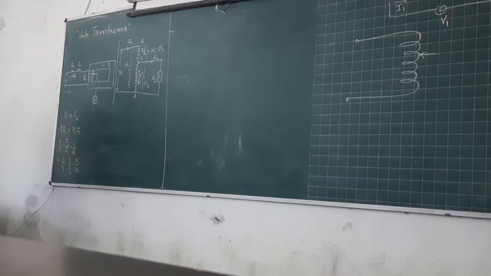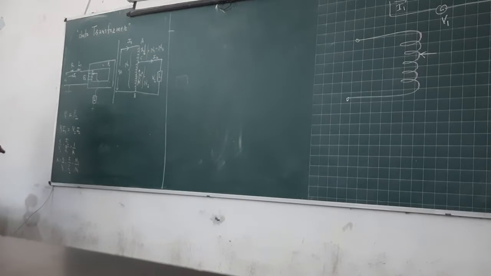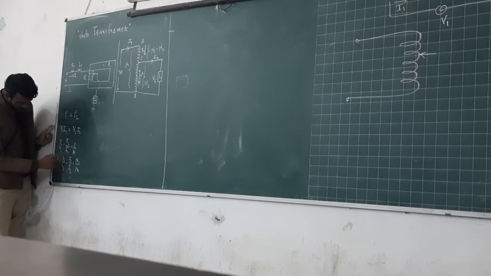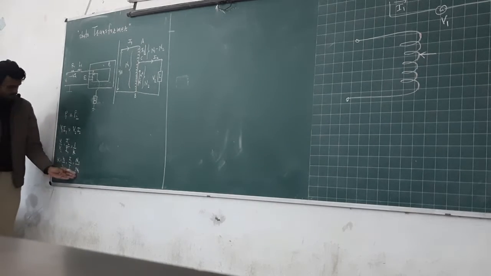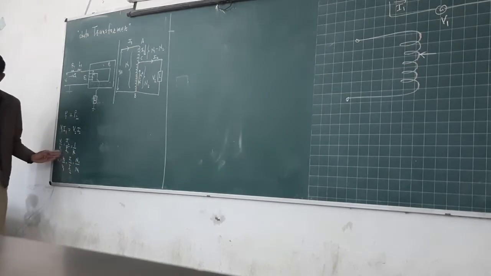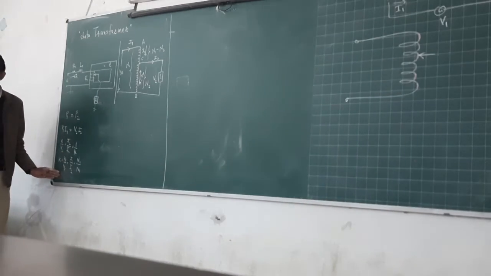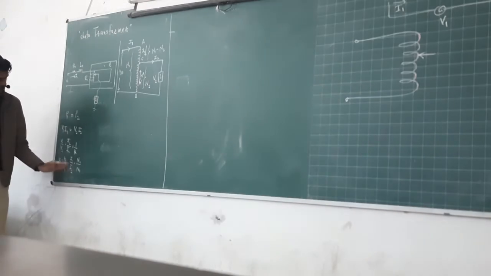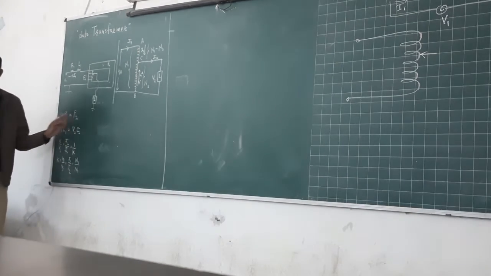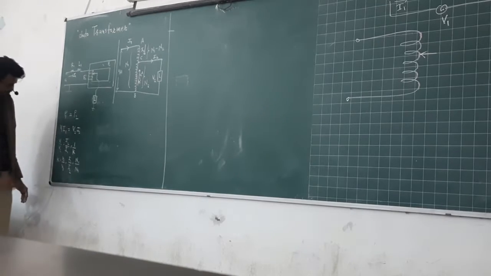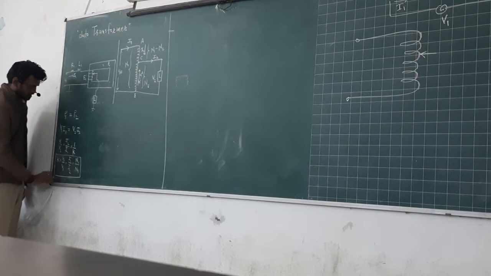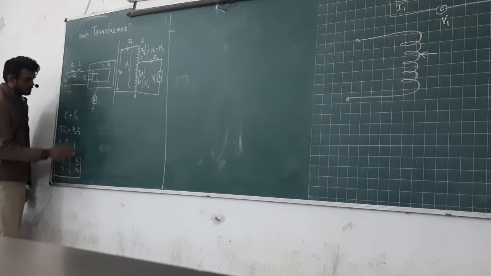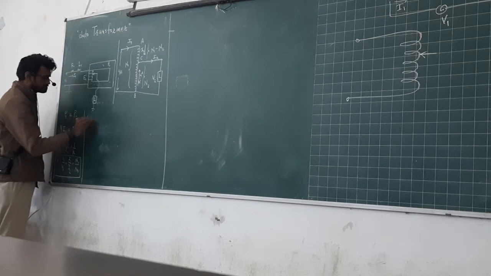How does this come? You can compare V2 by V1 and N2 by N1. Higher the turns, higher the voltage. So if the turns ratio is high, according to that the voltage ratio is high. So directly from the voltage ratio you can get the turns ratio, but the current ratio you can get from the power equality. So this is the final equation for an ordinary transformer, and K is called the transformation ratio.